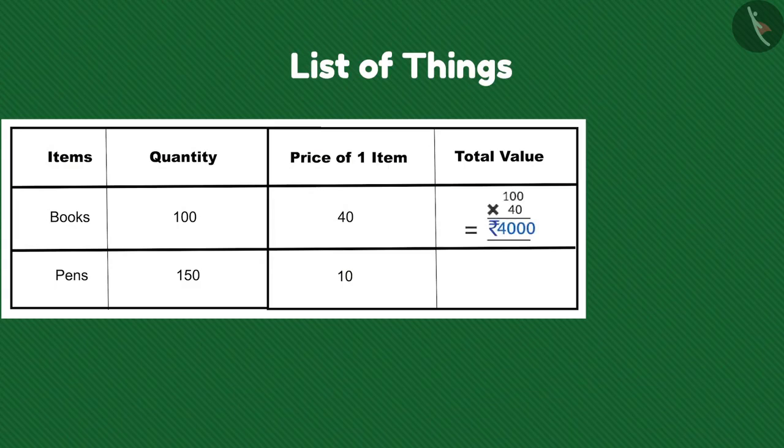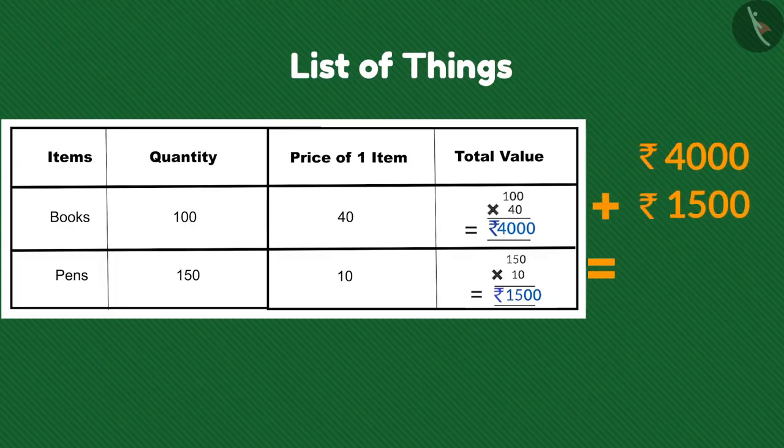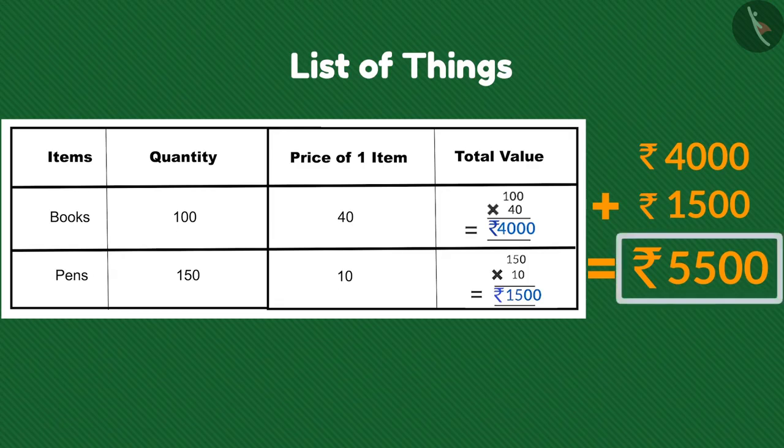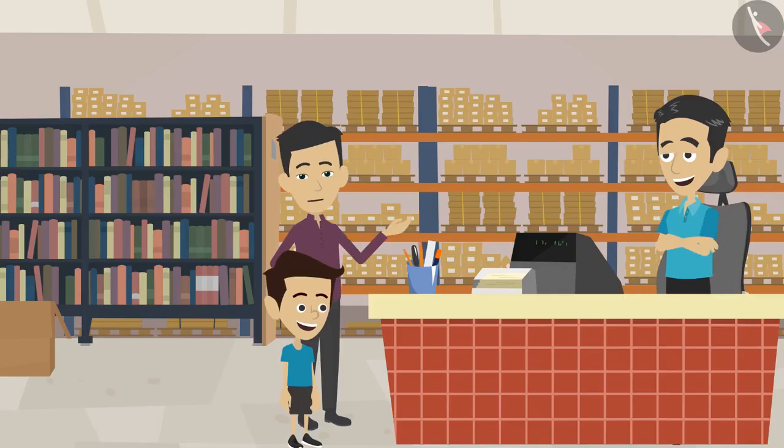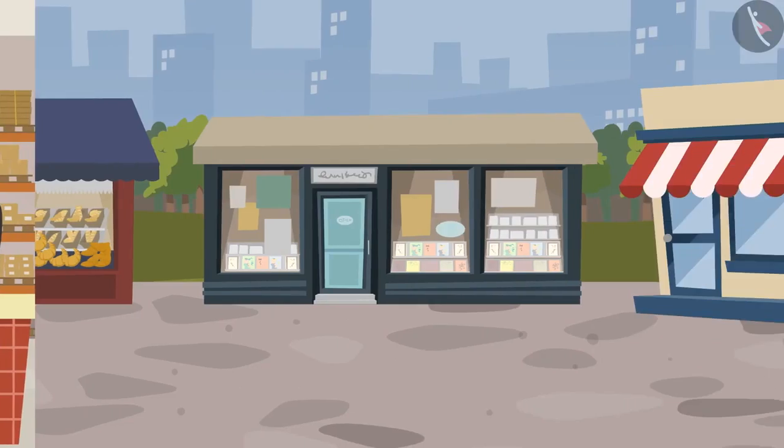The cost of books is 40 into 100, that is 4,000 rupees. Cost of pen is 10 into 150, that is 1,500 rupees. The total cost is 4,000 plus 1,500, that is 5,500. Yes, that's how we find out the total cost.